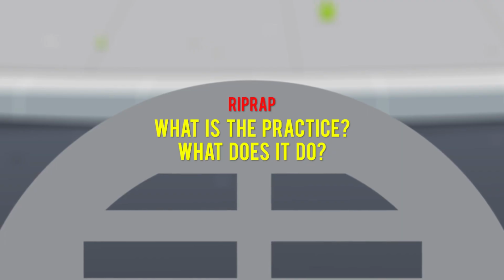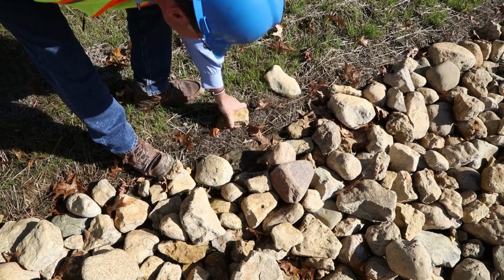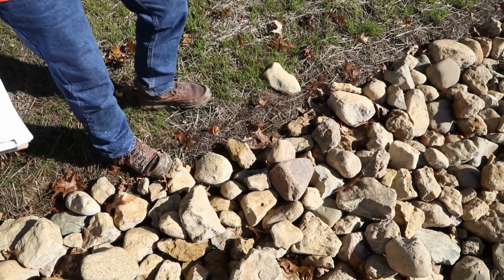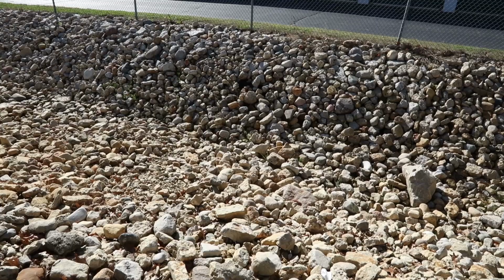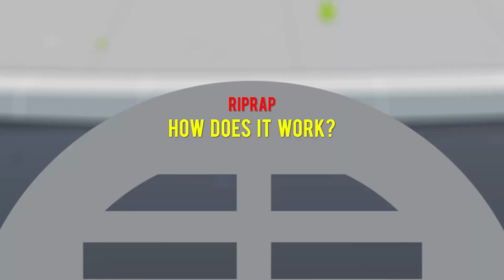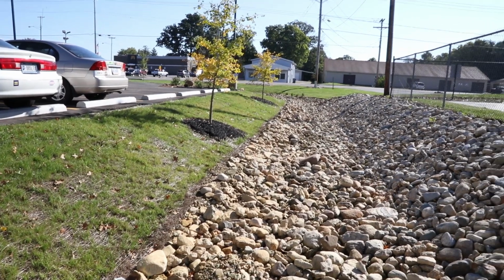Riprap. What is the practice and what does it do? Riprap slope protection is an erosion control measure consisting of geotextile fabric and stone riprap that is placed on an unvegetated slope of 2:1 or flatter. How does it work? It protects the soil from erosive forces.